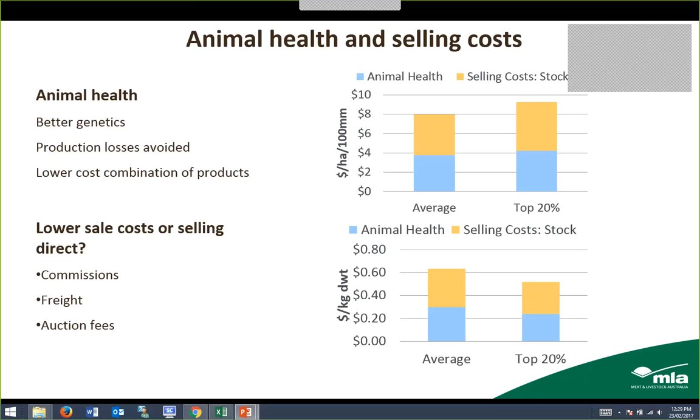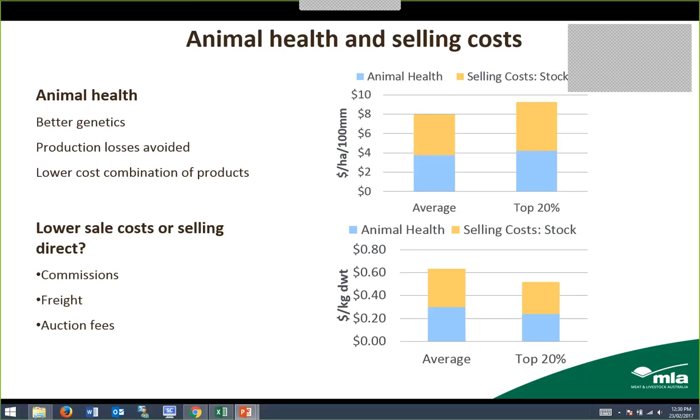There's proactive versus reactive treatments that you can do to avoid production losses. You know, should you be treating prior to the event occurring rather than after it occurring? Because it always tends to cost more if you treat reactively rather than proactively. And are you actually using the most cost-effective product that provides you with the best solution?